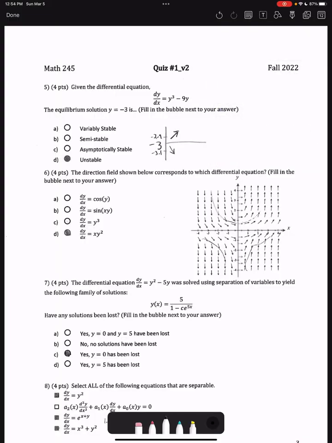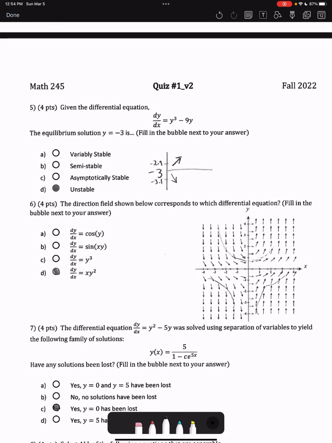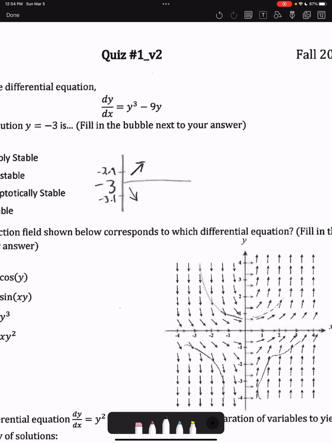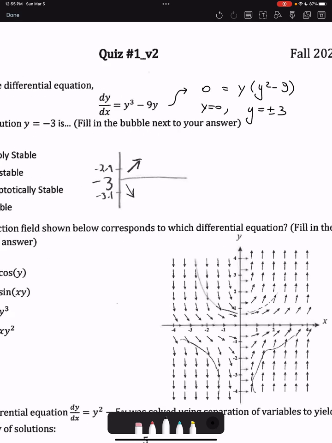Now we have this differential equation, and they're telling us that the equilibrium -3 is a solution to this differential equation. If you were wondering where that came from, you just set the slope equal to 0, factor out a y, you get this, and then you get that y must be equal to 0, or y must be equal to plus or minus 3. So -3 is definitely an equilibrium.